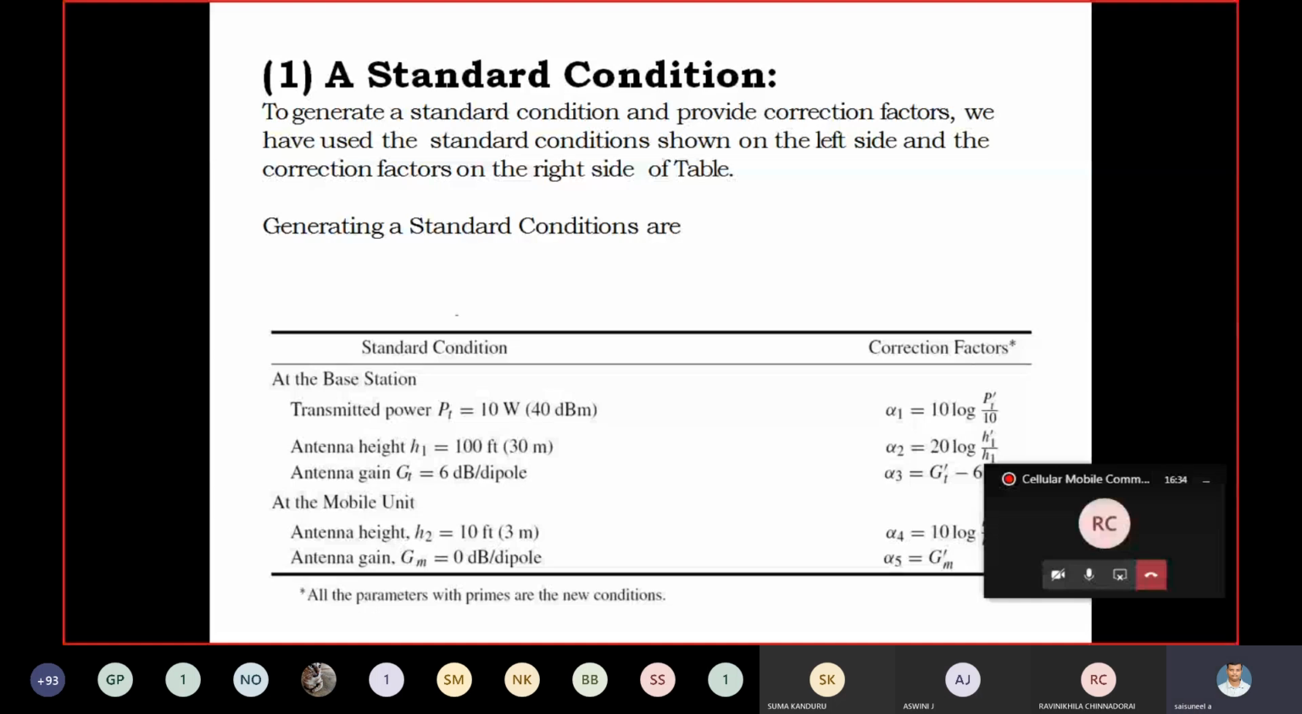PT dash by 10. Suppose we have to assume that for this transmitted power of 10 watts, its maximum covers only 10 kilometers. We want more coverage, so we have to increase the power. Suppose we increase the power to 15 watts. At that time, the PT dash value is equal to 15 watts.